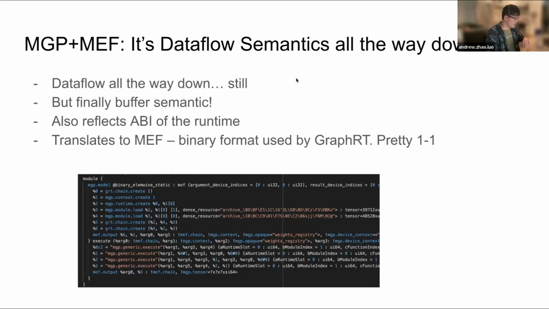And to round off the discussion here, I also need to talk briefly about what MGP looks like. So here's what it looks like. Just remember, it's data flow all the way down. It's buffer semantic. We also have this MEF stuff, which is just what we call the binary format the GraphRT expects. Again, MGP has really similar semantics to the GraphRT, so it's a pretty one-to-one translation from my understanding of MGP to MEF.